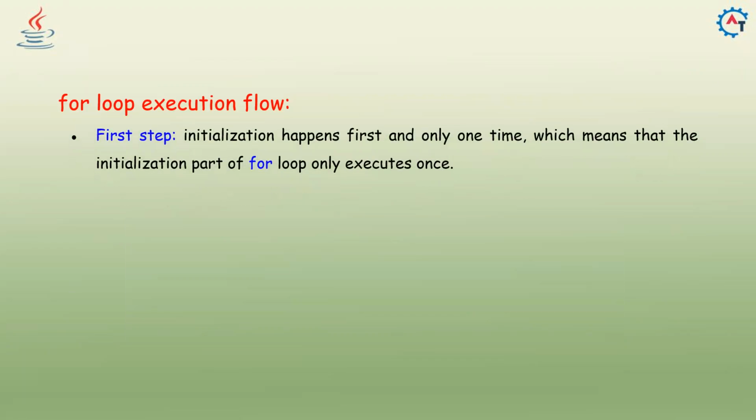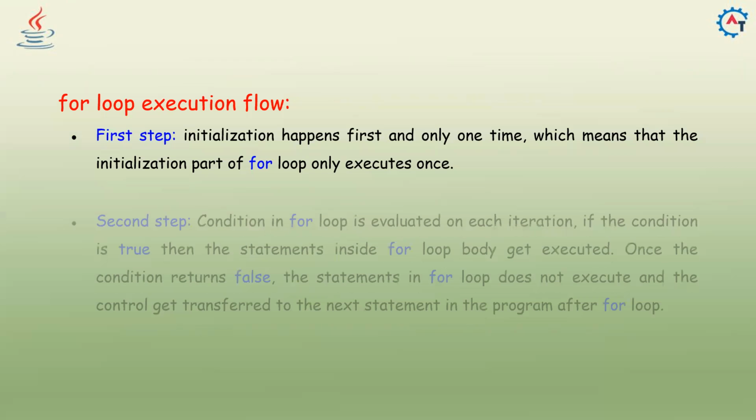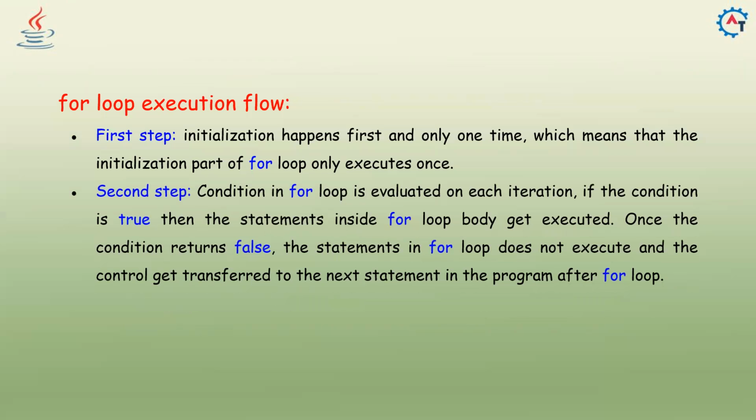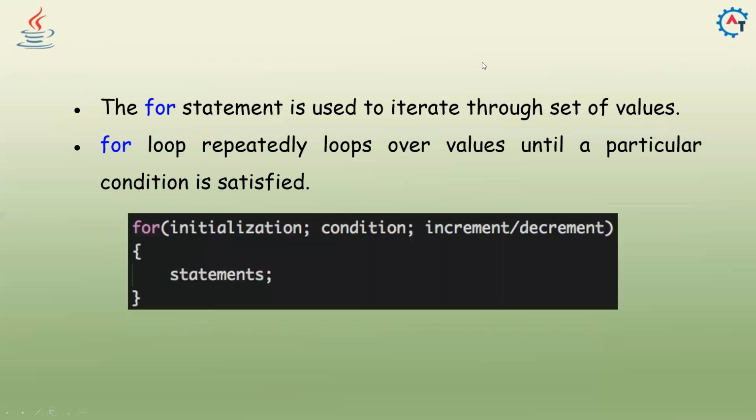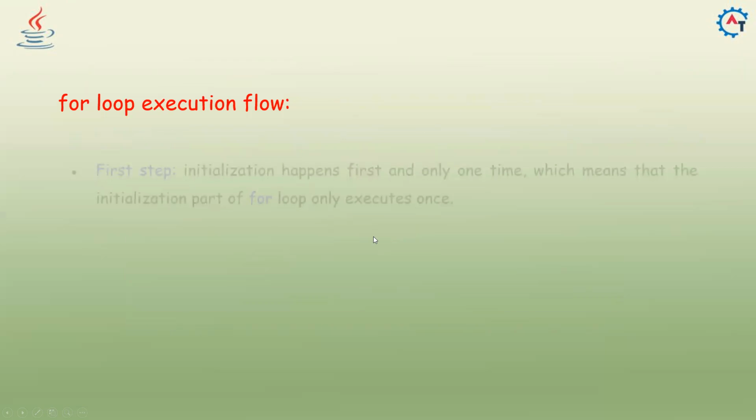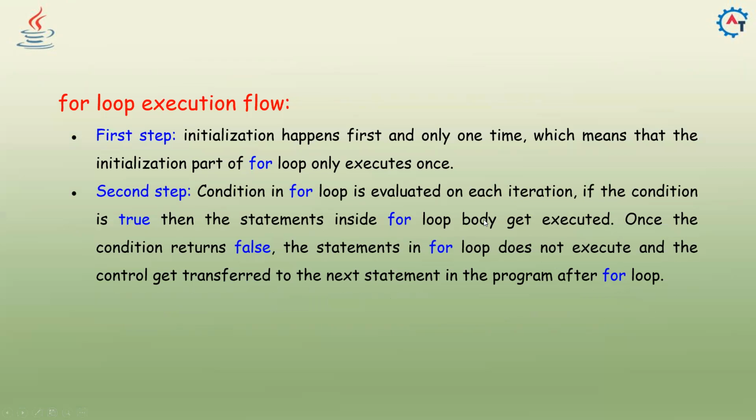In the first step, initialization happens for the first and only one time. The initialization part of the for loop only executes once. In the second step, the condition in the for loop is evaluated. This condition is evaluated on each iteration. If the condition is true, then the statements inside the for loop body get executed. Once the condition returns false, the statements in the for loop do not execute and the control gets transferred to the next statement in the program after the for loop. So if it is not satisfying, come out of the loop and go to the next step.